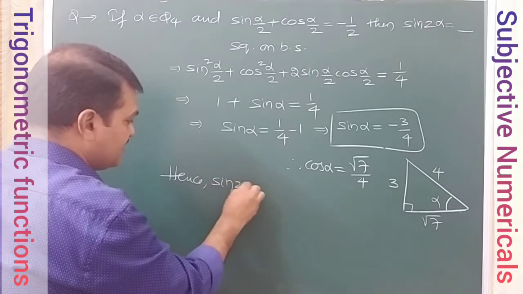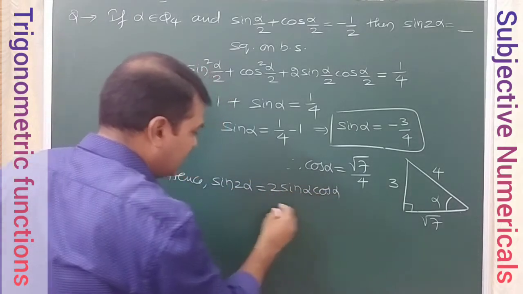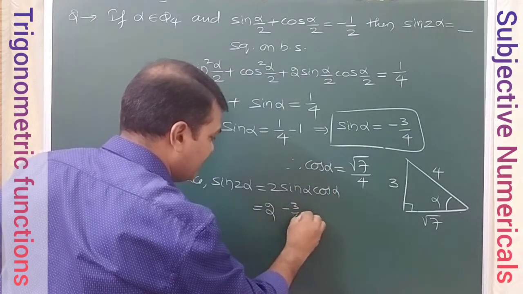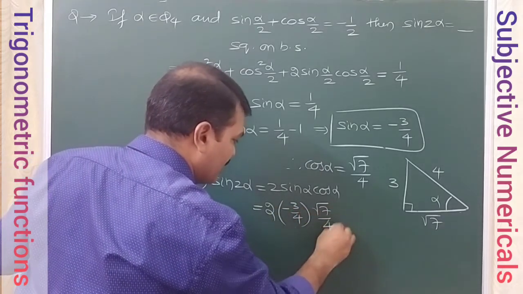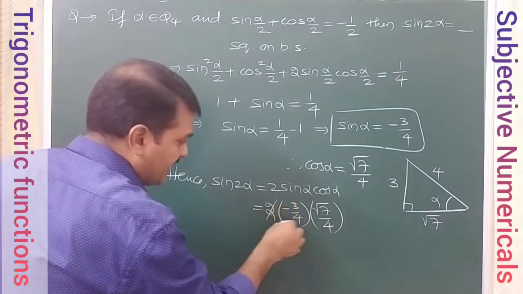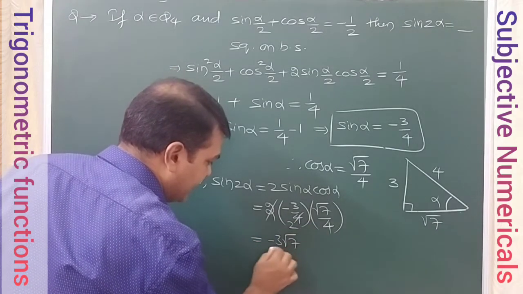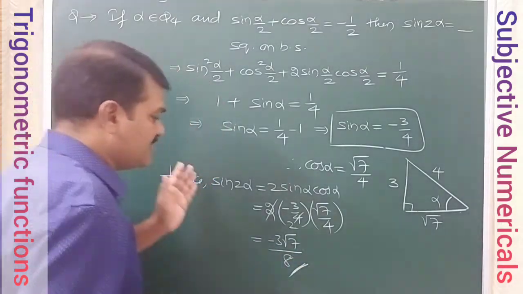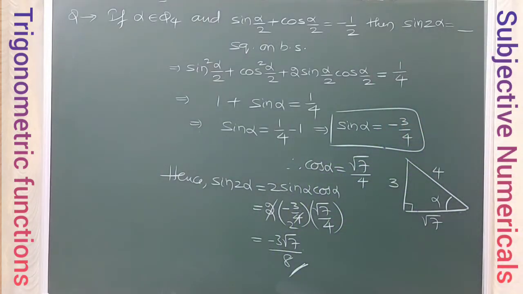Okay, we have to find sin 2 alpha. Hence sin 2 alpha can be written as 2 sin alpha cos alpha. That means 2, and sin alpha is minus 3 by 4, into cos alpha, root 7 by 4. On simplification, you can cancel the 2 and the 2 here, and you will get minus 3 root 7 by 8. So this is the value of sin 2 alpha, which is required. Okay, let us move on to the next question now.